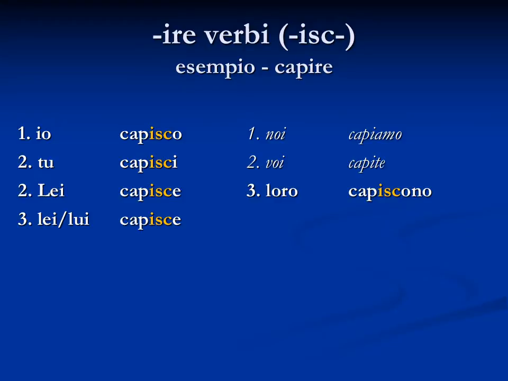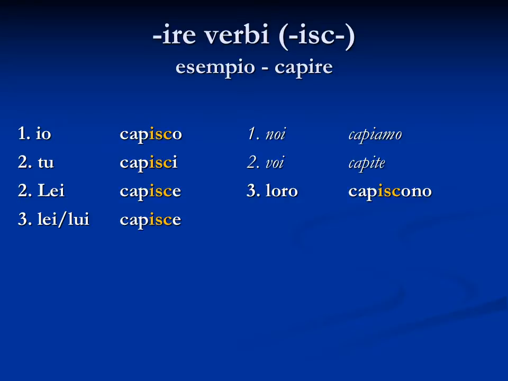Well, let's take a look at another IRE verbo, and this would be a verb that uses ISC. And what occurs here with this verb capire is that we don't simply take off the IRE ending and add the o, i, e, iamo, ite, and ono, but we insert a stem in between the root and the ending. And this is the ISC. This only happens in the io, tu, the lui, lei form, and the loro form, and it does not occur in the noi form and the voi form.